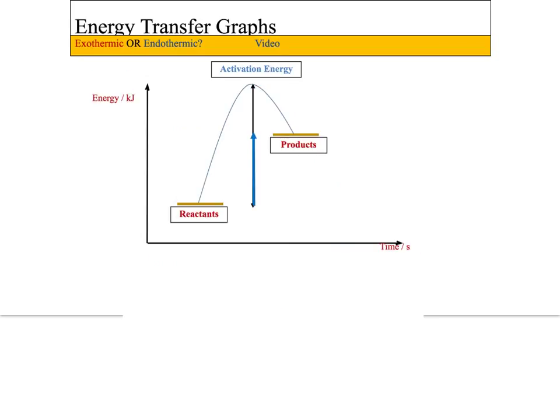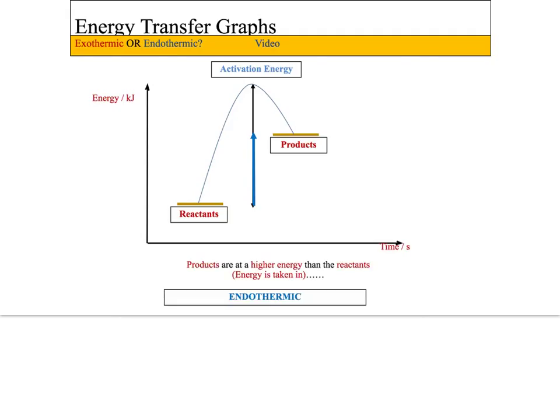So this one, we can see we've got the reactants with a little bit of energy, and the products have got more energy. So you can see loads of energy is taken in to break the bonds, and some energy is given out when new bonds are formed, but overall, more energy is taken in. So this is an endothermic reaction.